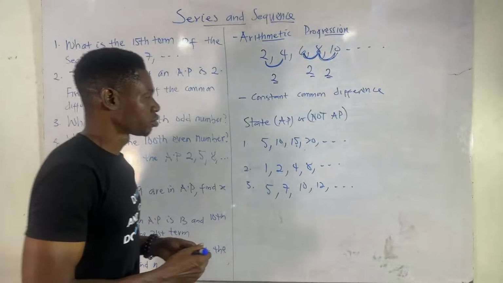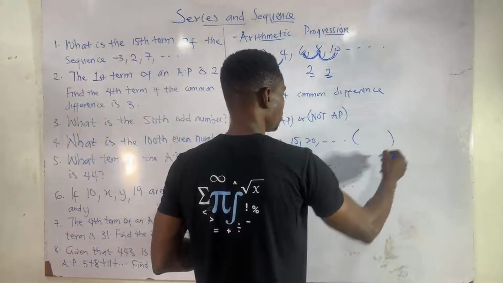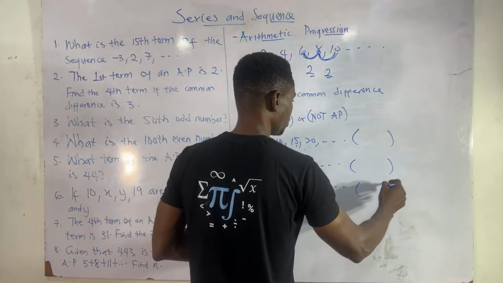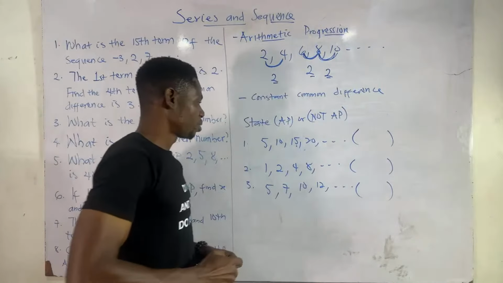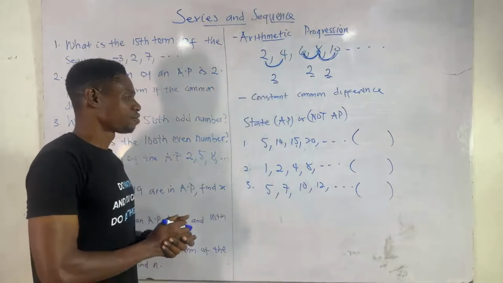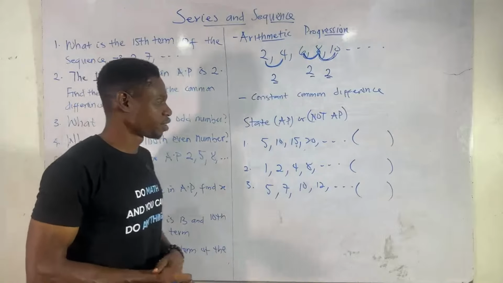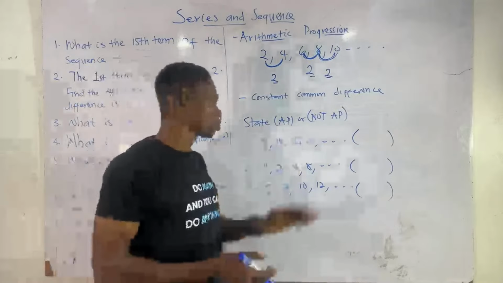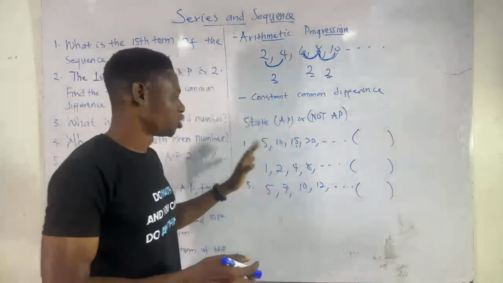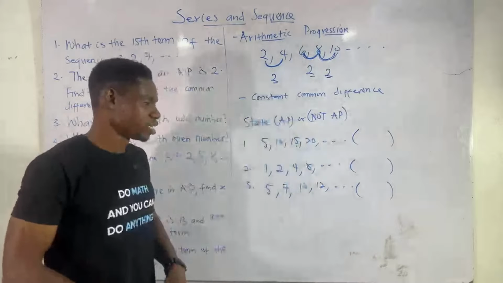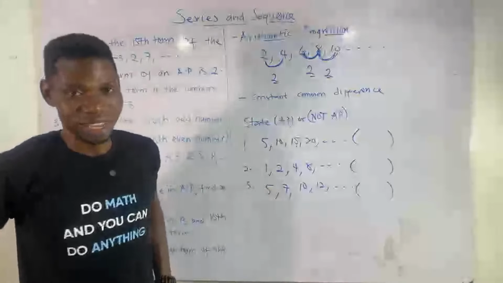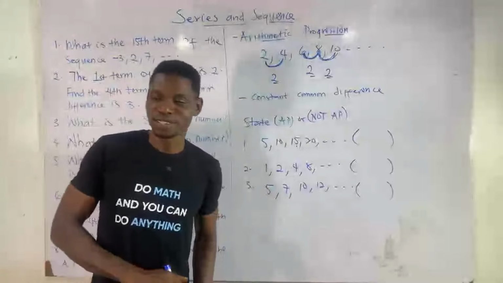Okay, so number 1, is it an AP? Number 2, is it an AP? Number 3, is it an AP? So you have 10 seconds. The three questions, just tell me whether or not it's an AP. So you can say number 1, AP, 2, not AP, and so on. So your 10 seconds starts now. I'm counting. Hope I'm not distracting you.